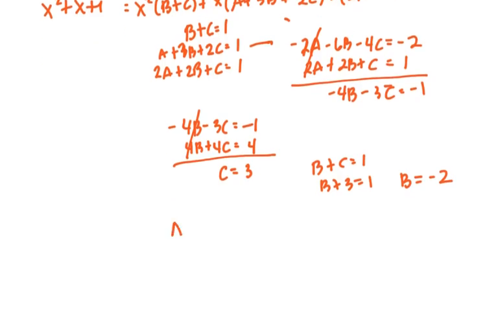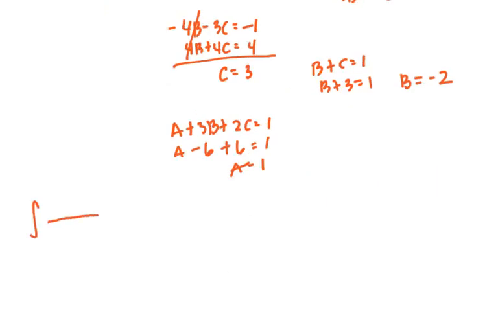And then a plus 3b plus 2c equals 1. So a, 3 times negative 2 is minus 6, plus 6 equals 1. So a equals 1.